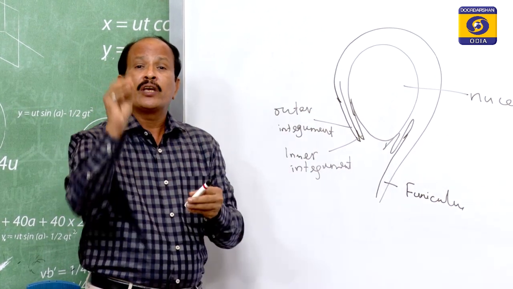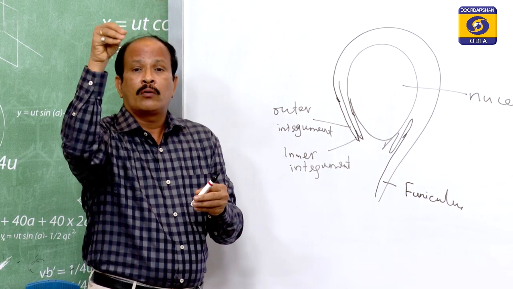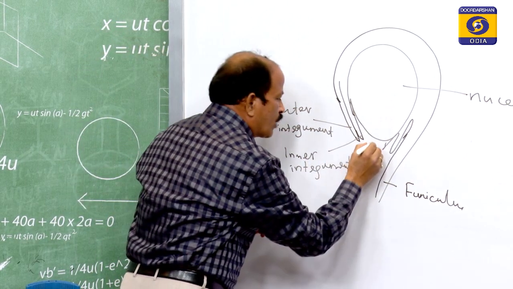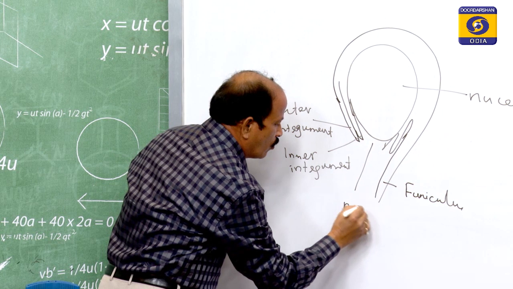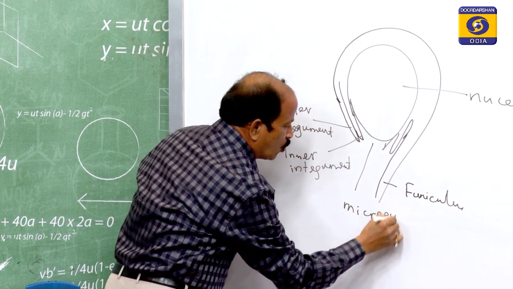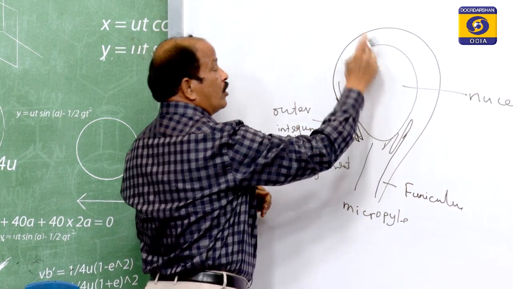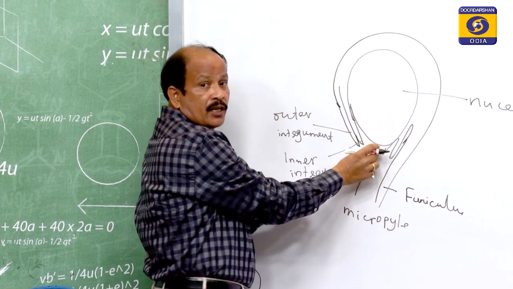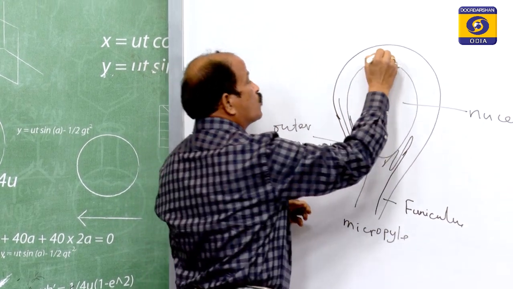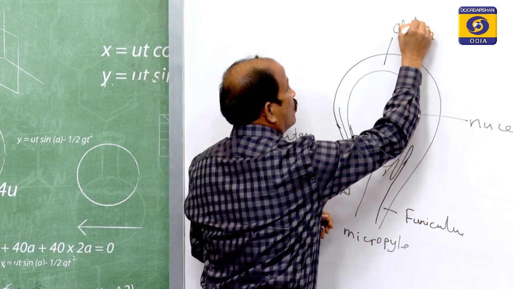The integuments, the coverings, encircle the nucellus from one side, leaving a small aperture at the top, and this is your micropyle, a small opening, and the other end is called chalaza. So, this end is called the micropylar end, and this one is called the chalazal end.